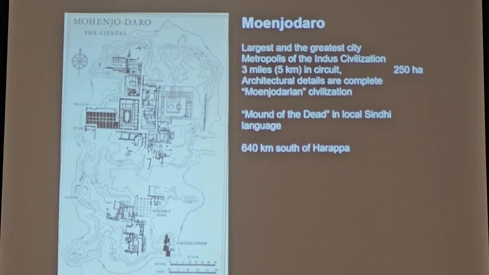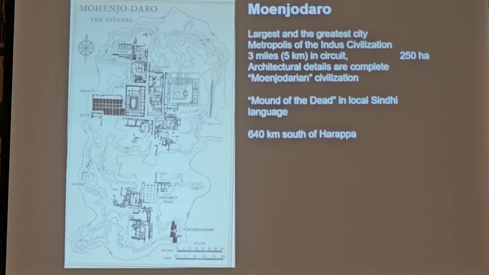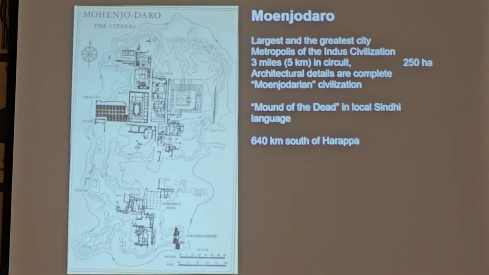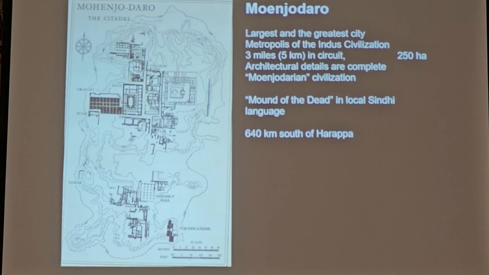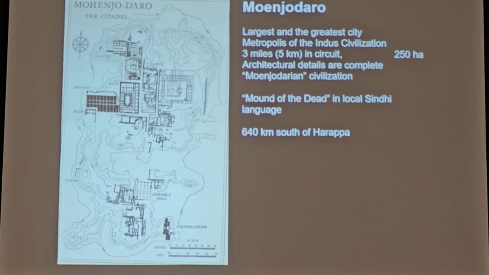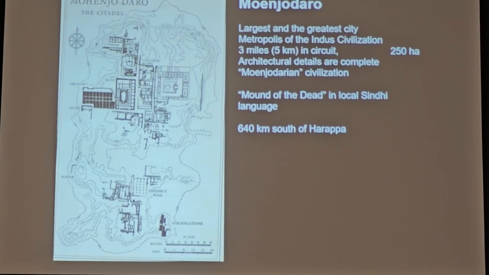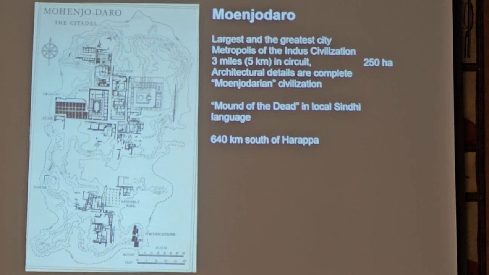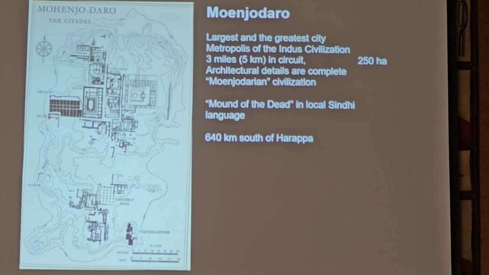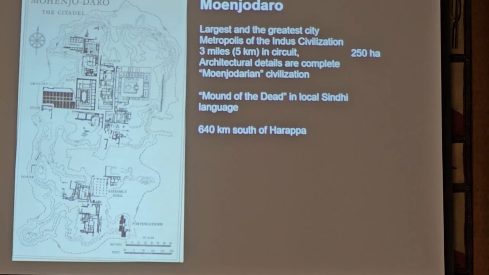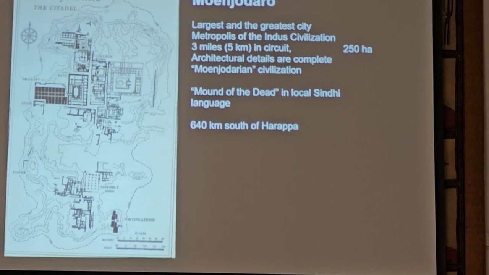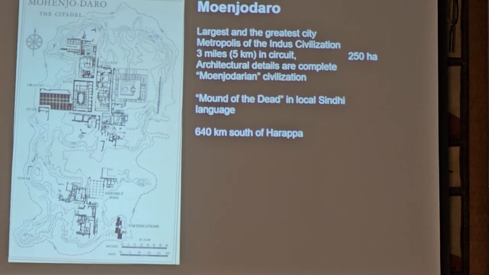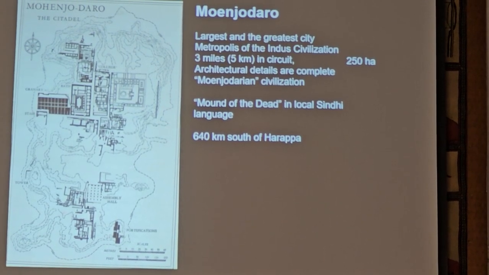The important and big city of the Indus Valley is Mohenjo-daro. Mohenjo-daro is situated nowadays in Larkana district of Sindh, and Mohenjo-daro means mound of the dead, because it was once occupied by people who are no more at the moment. So they passed away long ago, and only their remains are found now. That's why it is called in the local Sindhi language the mound of the dead.